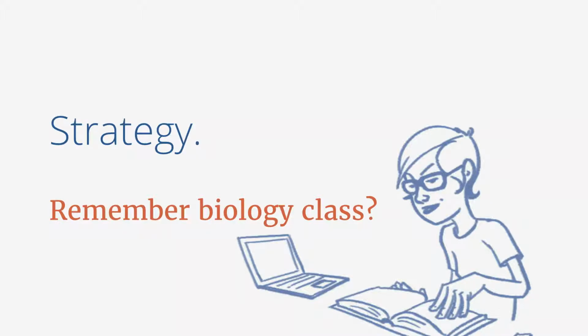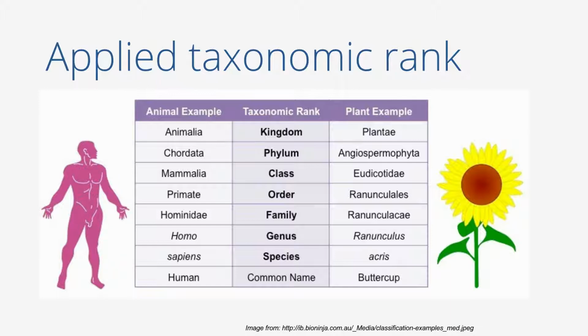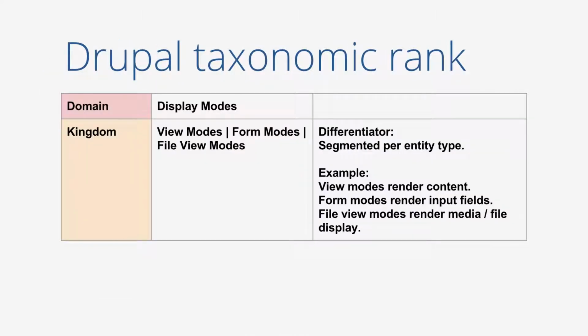Here we go. So who remembers biology class from high school and college? Have you seen this taxonomic range? It's all about naming things from a broad descriptor down to a very specific descriptor, down to the most unique descriptor. Okay, we're going to apply the taxonomic range to view modes. And just to give you a quick update, this is what it looks like for human beings and a cute flower. So we're going to apply this to Drupal's taxonomic range for displays.